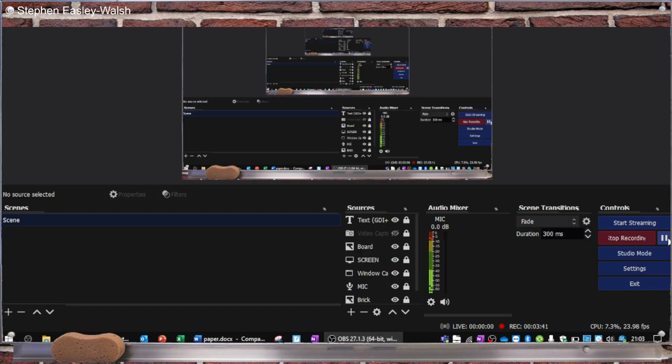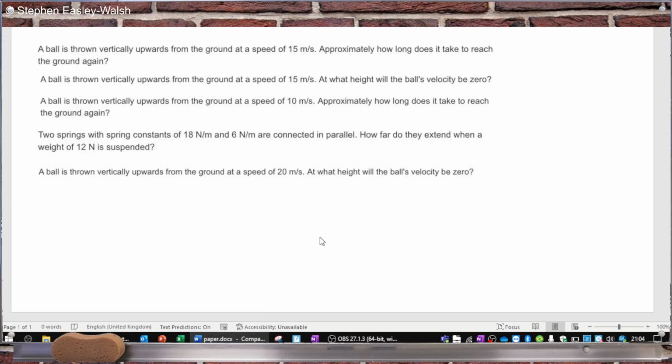Okay. Let's look at the next one now. A ball is thrown vertically upwards from the ground at speed 10. How long does it take to reach the ground again? Oh, that's the same as the first one. So, U is 10. V we don't know. A is minus 10. And S is 0.